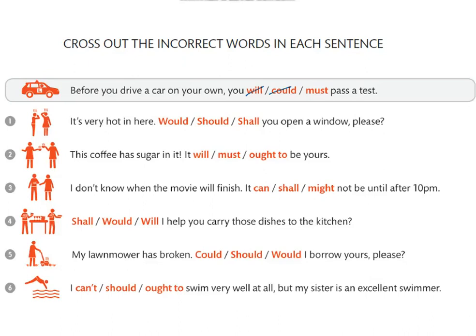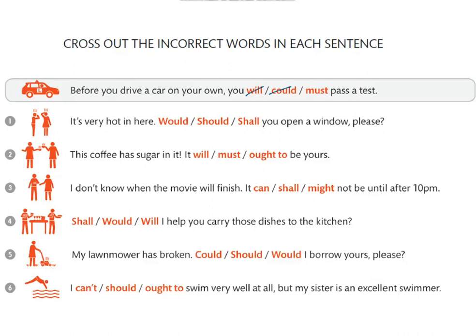Number 2. This coffee has sugar in it. It must be yours. Number 3. I don't know when the movie will finish. It might not be until after 10 p.m.